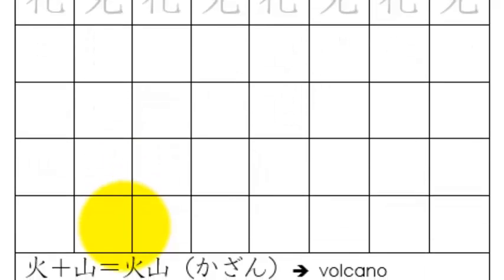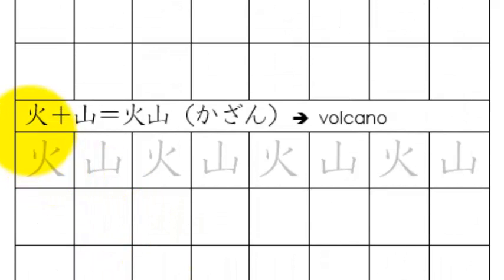Finally, we have this one, fire plus mountain. Now we already know fire, that's the ka from kayobi, Tuesday, and we're going to add it to mountain, and there it is. And we get fire mountain, which is pronounced using the Chinese pronunciation of the onyomi, and that becomes kazan. Kazan. Now mountain's a terribly easy one to do.